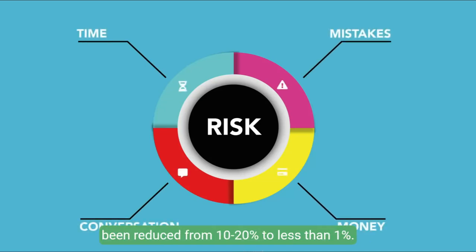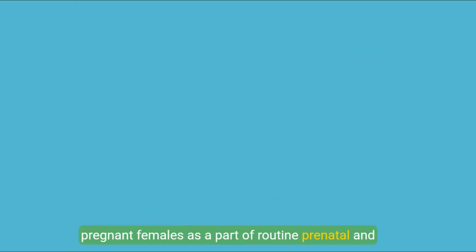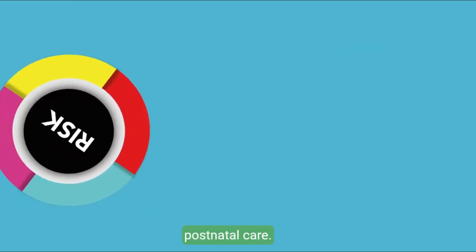Since Rh-IgG became the standard of care in the United States, the risk of Rh incompatibility has been reduced from 10 to 20% to less than 1%. Because of its short half-life, Rh-IgG routinely is administered once at 28 weeks gestation, and again within 72 hours after birth to all Rh-negative pregnant females as a part of routine prenatal and postnatal care.